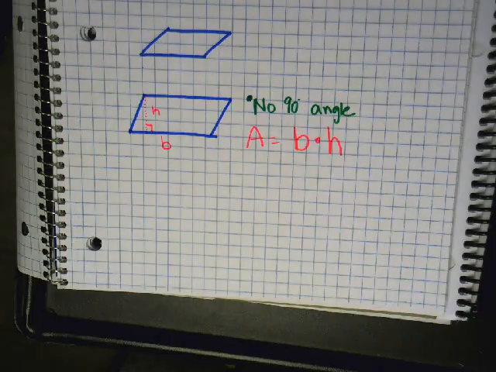So the base and the height always have to be where your 90 degree is. So we can't use these numbers. They're there to trick you. They're there for perimeter. We need that for perimeter, but we don't need it for your area.